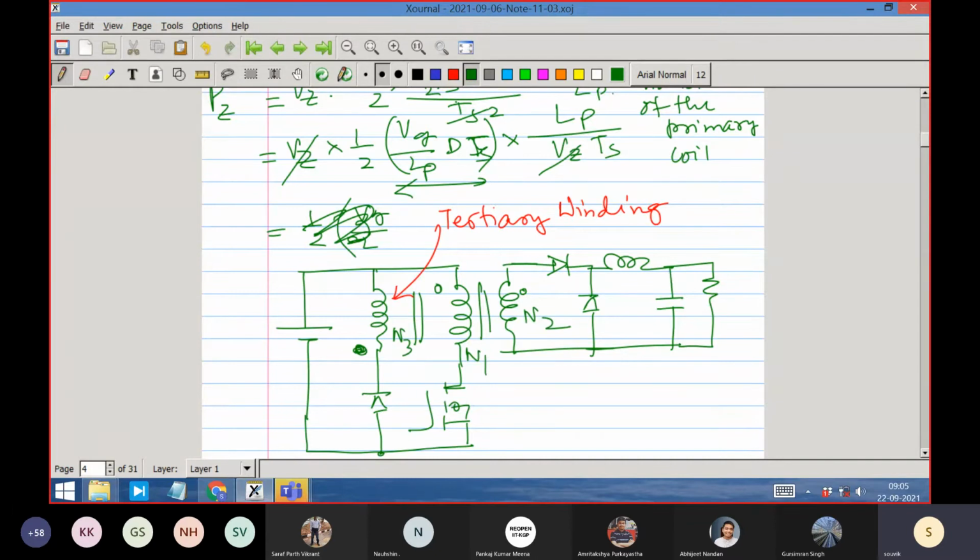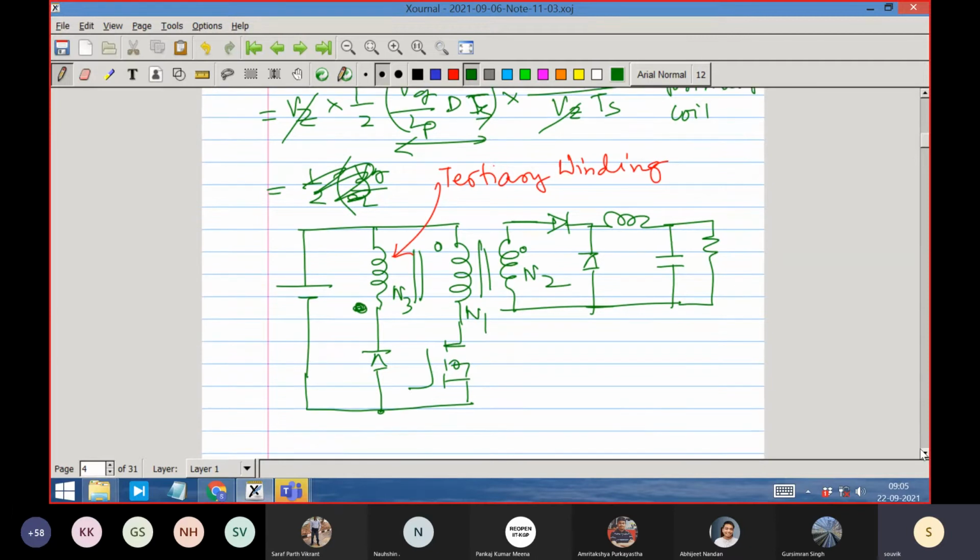So what will happen? Equivalent circuit, let me draw quickly. The primary equivalent circuit is not changed. At that time the voltage here is plus minus Vg. The voltage here is plus minus N2 by N1 Vg, and so on. This diode conducts. This switch conducts. Q is in the on state.